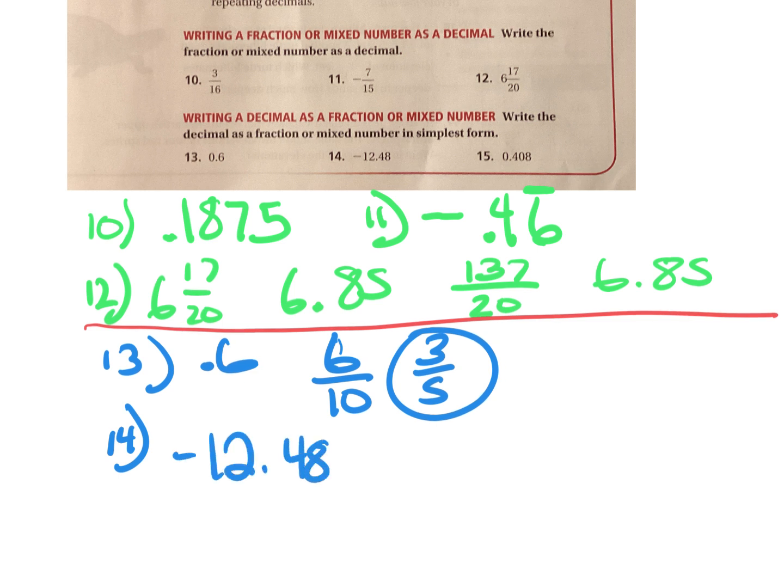Number 14, -12.48. I know it's going to be -12 as a whole number, and then 48 hundredths. But 48 hundredths can be simplified. The way I do it takes a little longer, but when they're even, I divide by 2. Divide by 2, divide by 2. So that gets me negative 12 and 24/50.